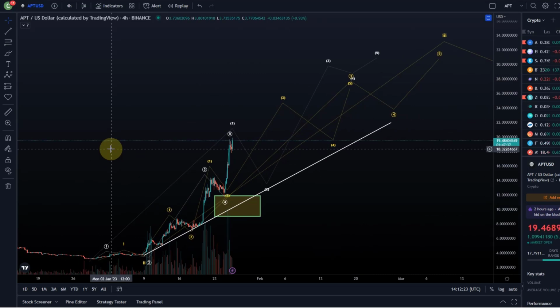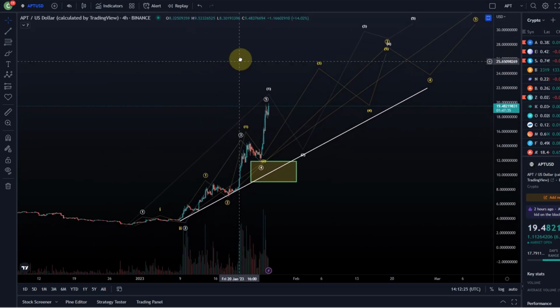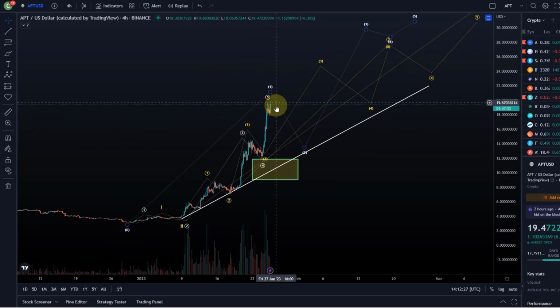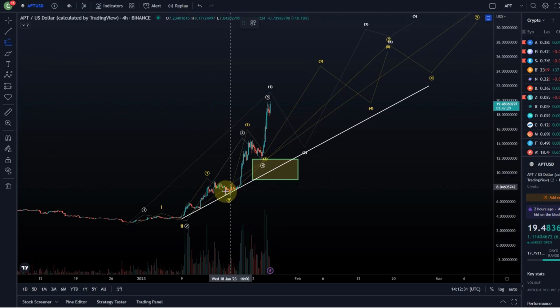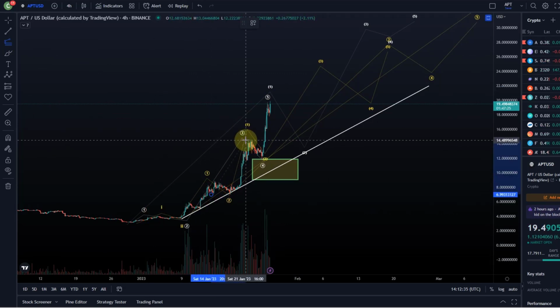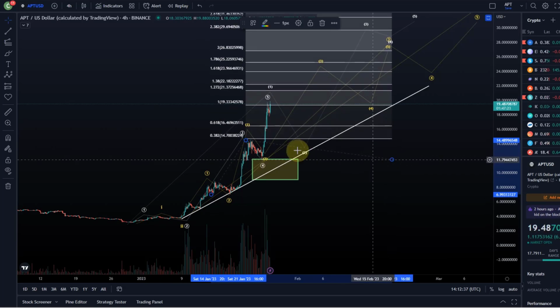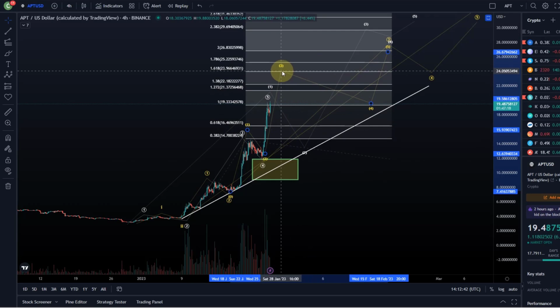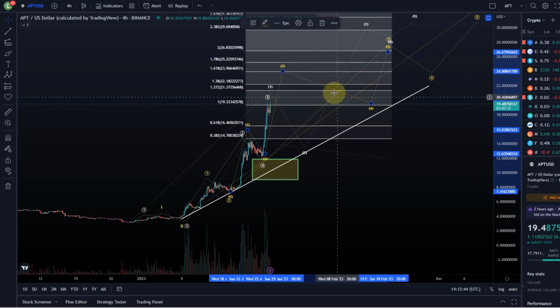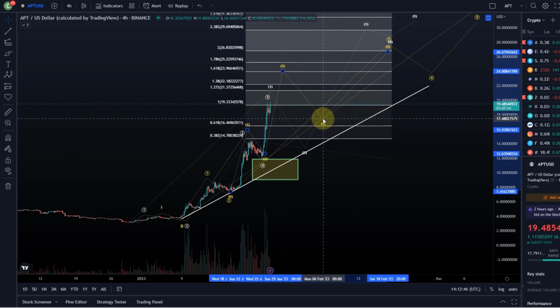So what would be the target in the yellow count? I think it's important to recognize at the moment there is no sign it has peaked. This can certainly still rally way higher. And if we look now at the target for the third wave, we're looking here at 23, well, basically $24. And if we reach that, I think we have confidence and confirmation that we are in this yellow count.